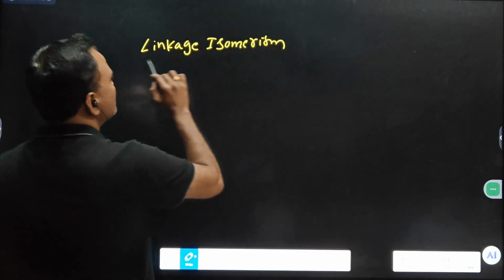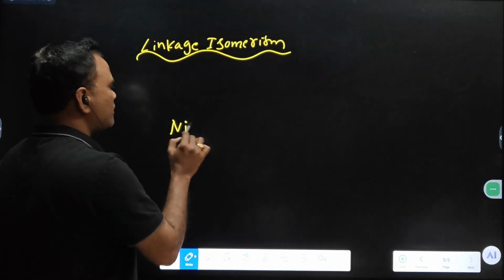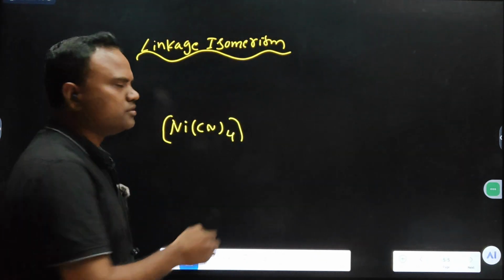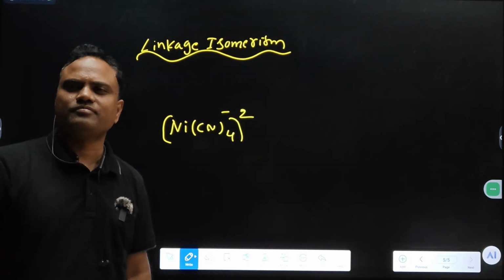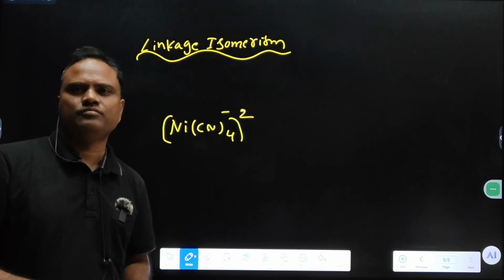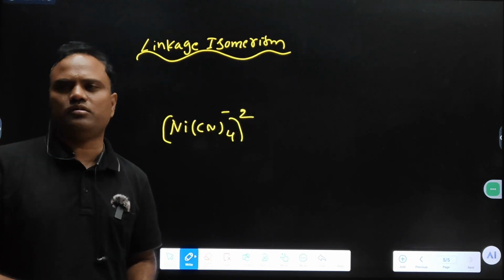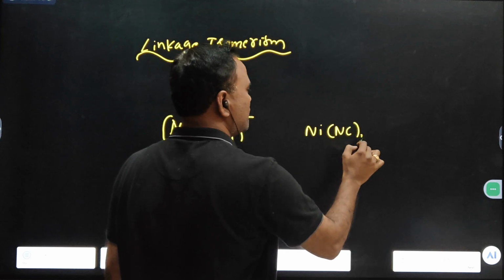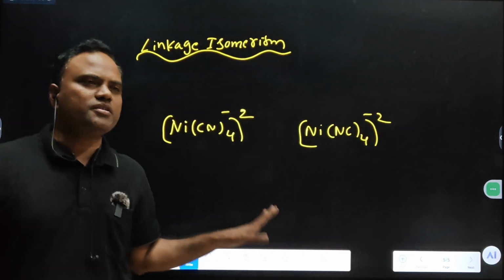Linkage isomerism. You only tell me by seeing this example. Nickel tetracyanide, that is not the complete name. What is its complete IUPAC name? Tetracyanide nickelate 2 ion. And the other is tetraisocyanide nickelate 2 ion. Is the molecular formula the same or not?